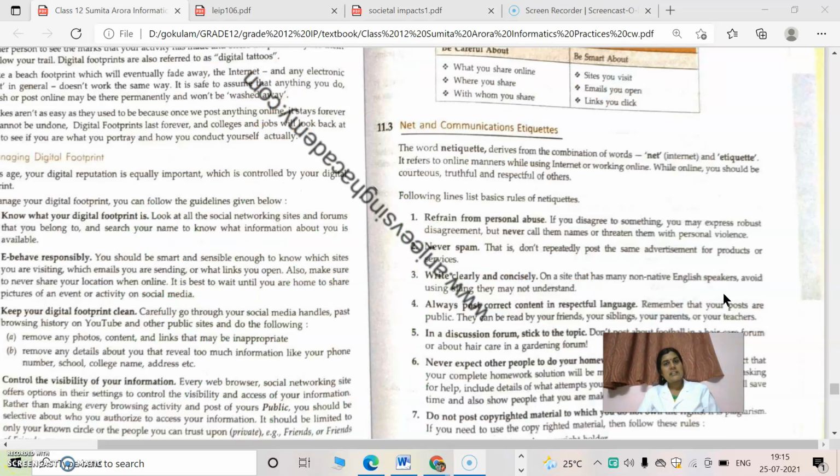The next topic about digital footprint is net and communication etiquette, that means netiquette. Net and communication etiquette together is known by the single word netiquette. It is derived from the combination of net and etiquette. It refers to the online manners we must follow when we are using the internet or working online. We must be truthful and respectful to others.